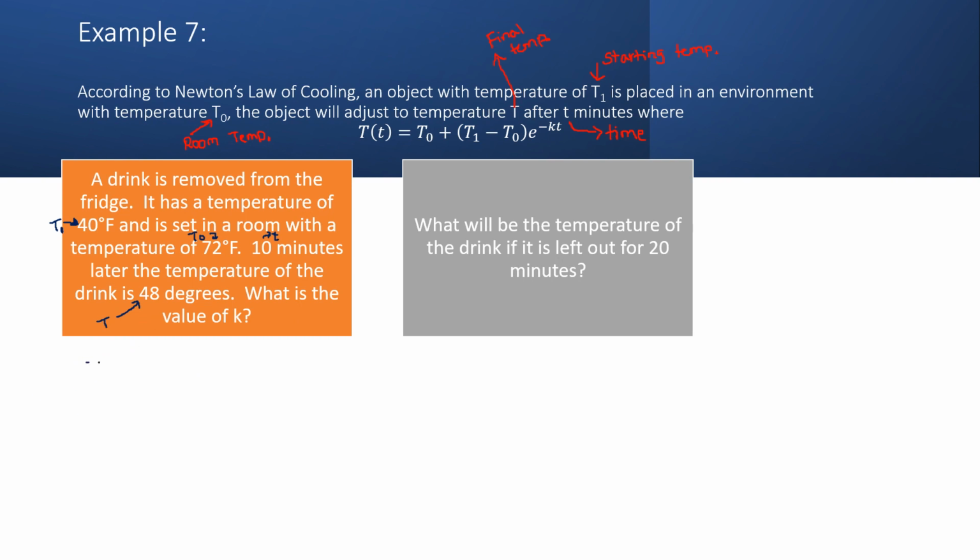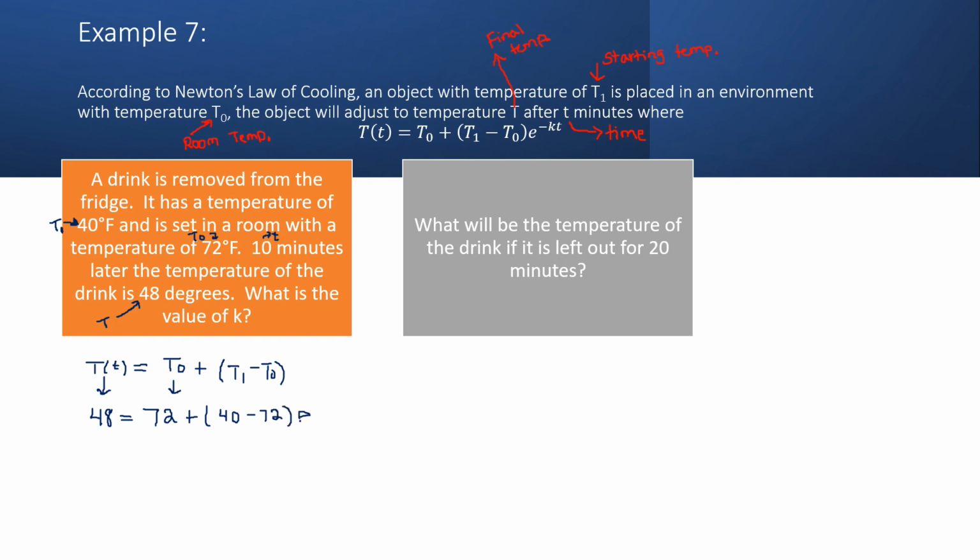And so we are going to replace temperature. Let me actually write this down here. So T of t, we're going to replace that with the ending temperature of 48. Then we've got an equal. T0, so equals T0, we said is 72. Then we have a plus sign. Then in parentheses here, we have T1 minus T0. So T1, we said is 40, minus T0, which we said is 72.